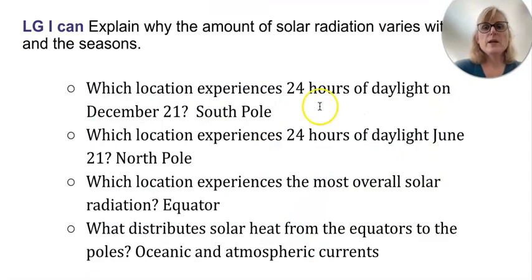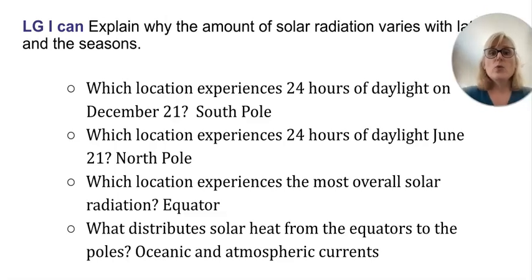All right, going on. Here's a couple of little questions to review. Which location experiences 24 hours of daylight on December 21st? The South Pole. So they're opposite of us. On June 21st is our longest day of the year, and if you're at the North Pole, there's no sun that day. Now, we don't live at the poles. So on our shortest day of the year, we're still going to have sunshine here in California, but less hours of it, the least amount.